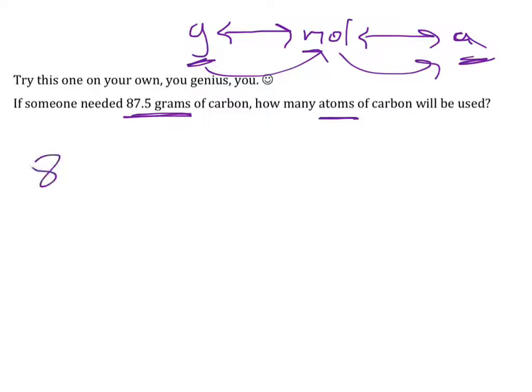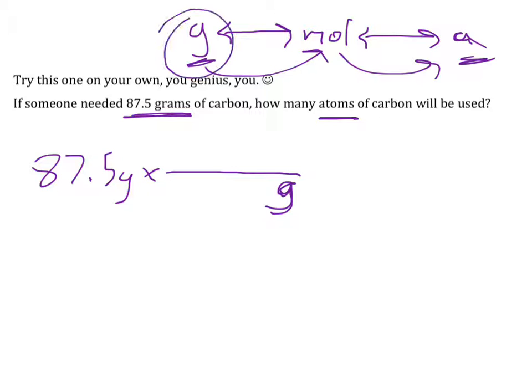Step one is write what you have. You have 87.5 grams. You then multiply by some fraction, and whatever you start with goes on the bottom. These first three steps are going to be the same for every single type of gram mole atom problem. It does not matter where you're starting and where you're going. So these first three steps should be very straightforward. Now notice how we're starting with grams, and we first need to go to moles. Because the grams are on the bottom here, they cancel out.